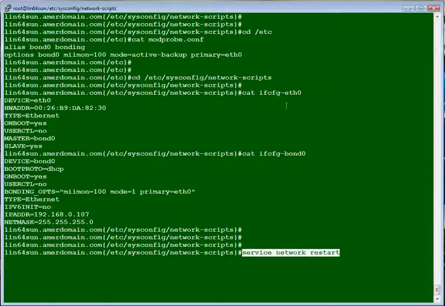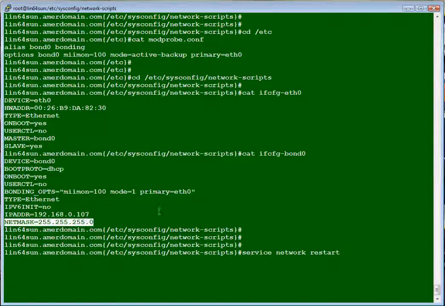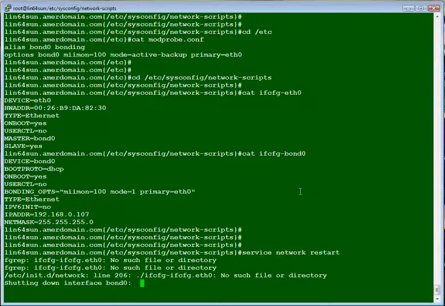This command is going to check all these configuration files and bring up the IPs and the netmask and whatever you mention as per these files. So restart means bringing down and then bringing up with these IPs. Okay, so let me restart this. You're seeing it shutting down this bond0.